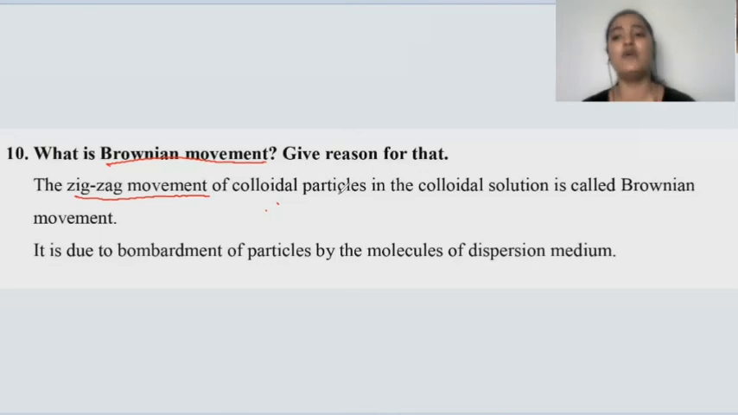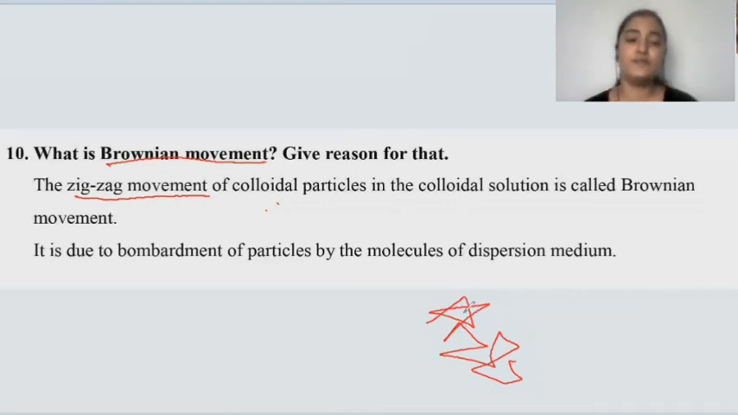and those particles will also be in a movement, and that movement when observed under the microscope was a zigzag motion. A zigzag motion will be observed in the case of the colloidal solution, and this type of zigzag movement of the colloidal particles in a colloidal solution is what is regarded as the Brownian movement. And hope you got to know the reason for that. The reason for that is it is due to the bombardment of the particles by the molecules of dispersion medium.